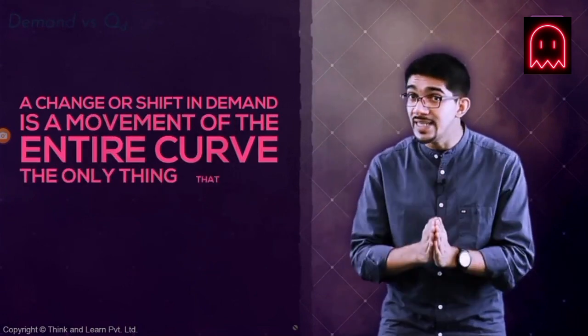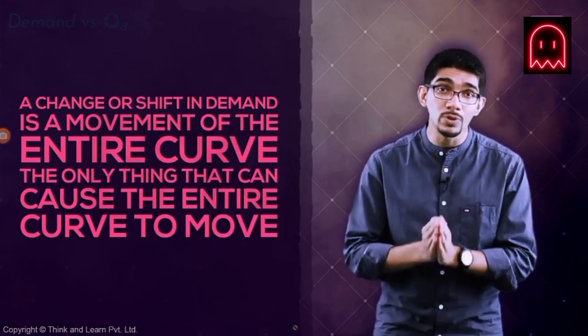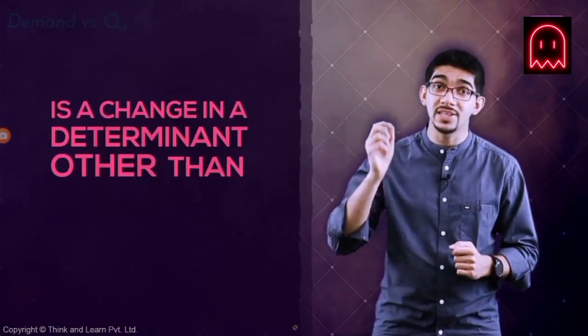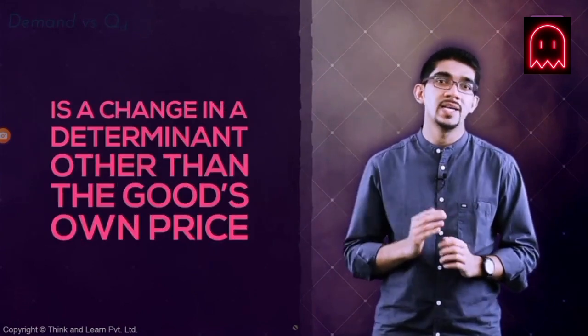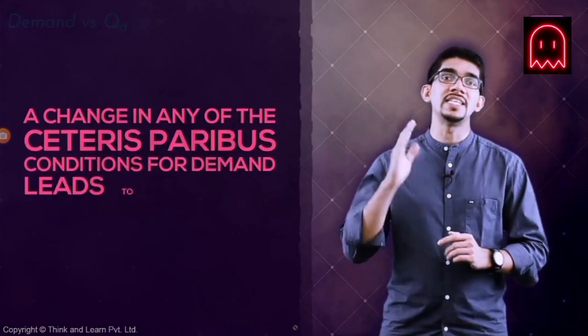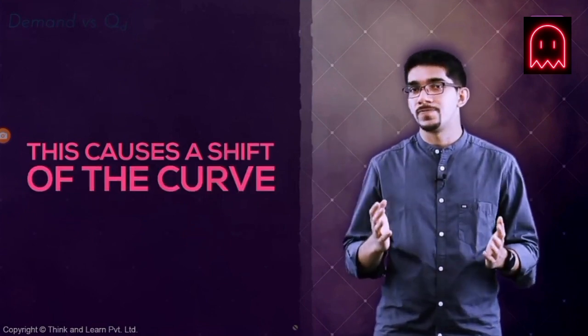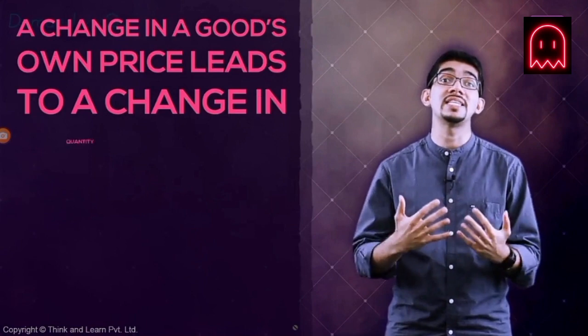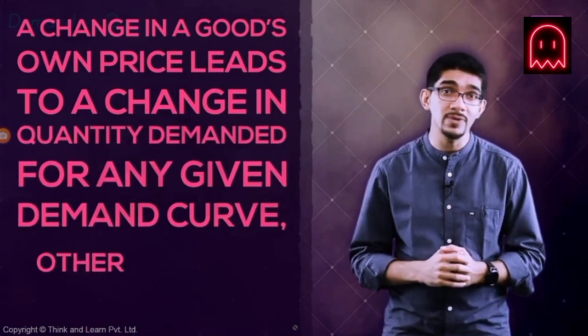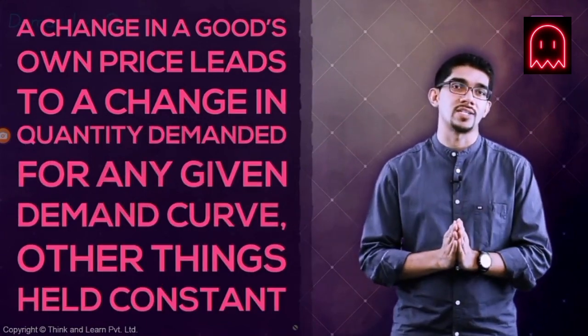The only thing that can cause the entire curve to move is a change in a determinant other than the good's own price. A change in any of the ceteris paribus conditions for demand leads to a change in demand. This causes a shift of the curve. A change in the good's own price leads to a change in quantity demanded for any given demand curve, other things held constant. This is a movement along the curve.